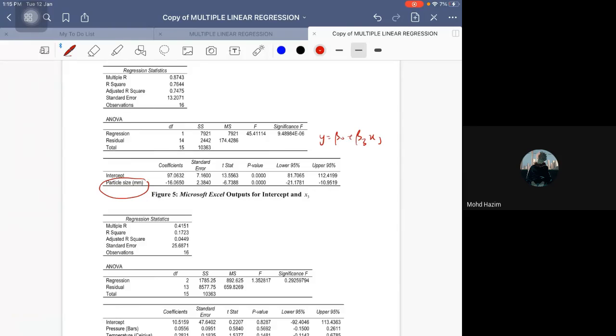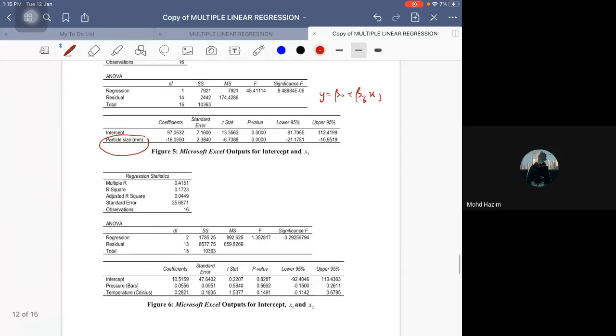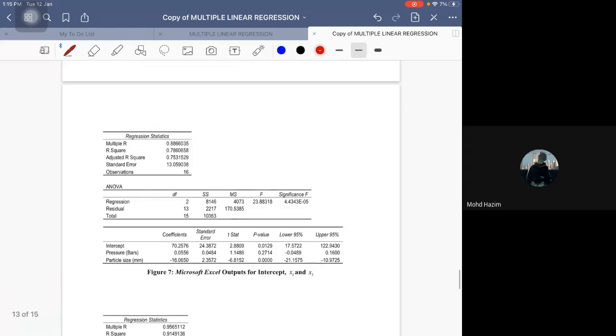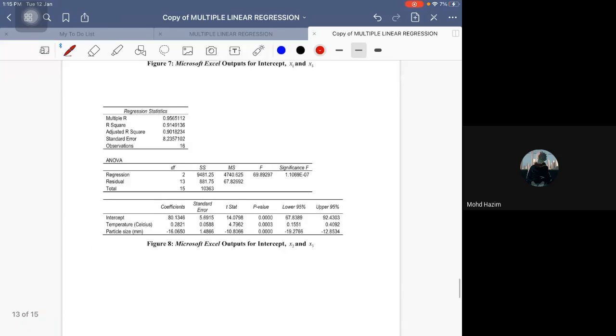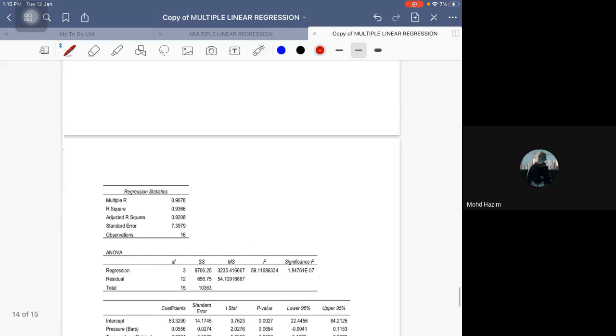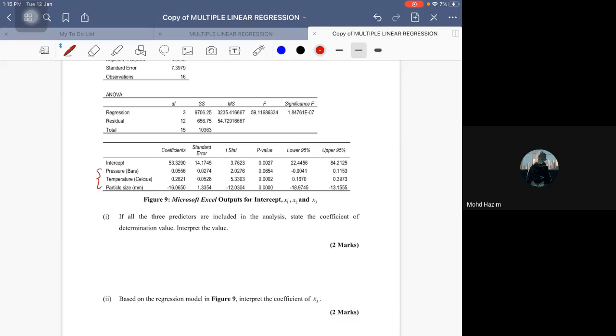And all 3 of them are simple linear regression. Then you also have this additional output over here. Now we include 2 of them, pressure and temperature, so x1 and x2 are included, meaning that this one is going to be multiple linear regression. And again, this has 2 variables, pressure and particle size. This is temperature and particle size, x2 and x3. And then they give you the last output, for which you have all the variables. This is the full model.